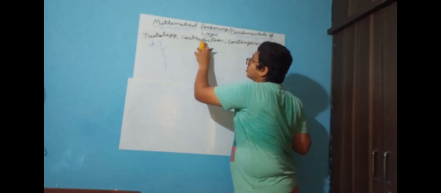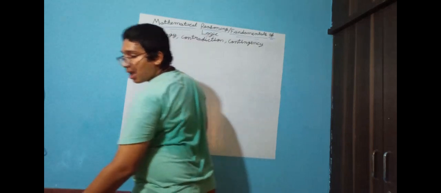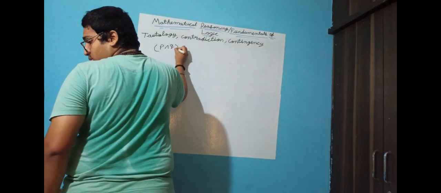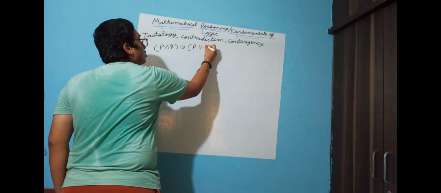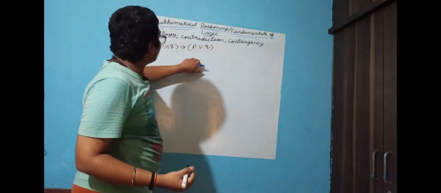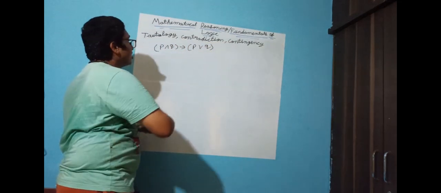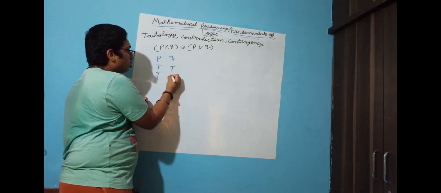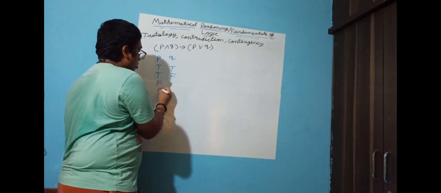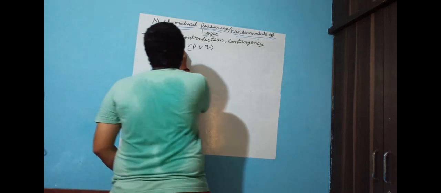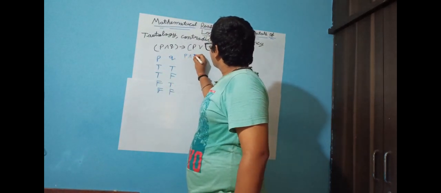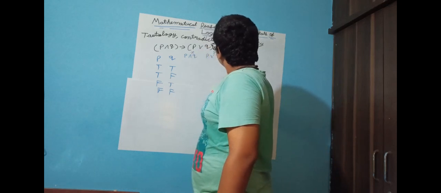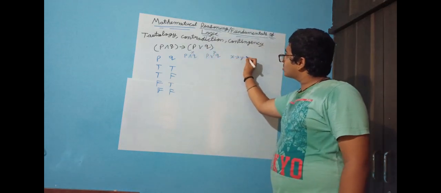Now let me take an example. P and Q implication P or Q. We need to prove what it actually is: tautology, contradiction, or contingency. Since there are only two statements, write down the possibilities, only 4: true true, true false, false true, false false. First compute P and Q, then P or Q. Let them be X and Y. We need to find X implication Y.